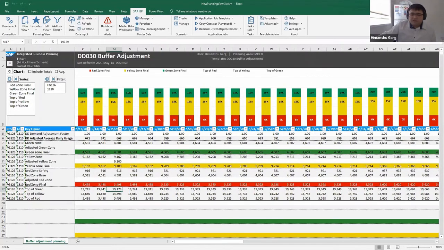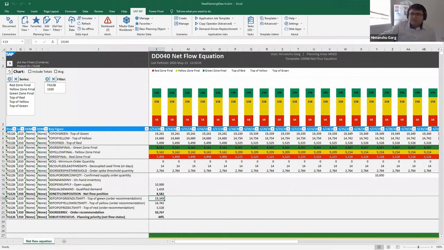Now I'll take you to the other planning view that we have, where we can see the recommendation from the system. Okay. So in this data view, basically it has a lot of information that we saw in the previous data view, but it also gives you the on-hand inventory, how much on-hand inventory do we have, how much is our total open supply, right, considering the on-hand inventory as well as confirmed supply orders.